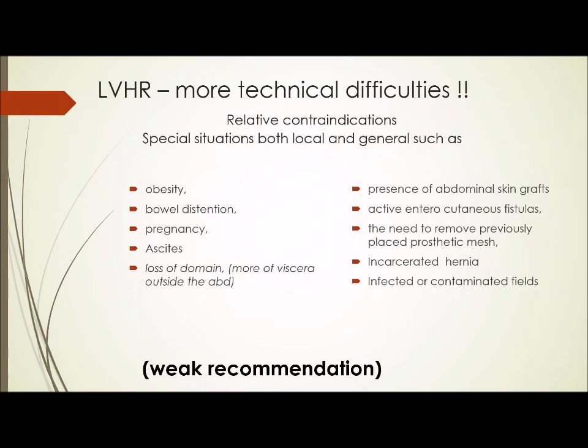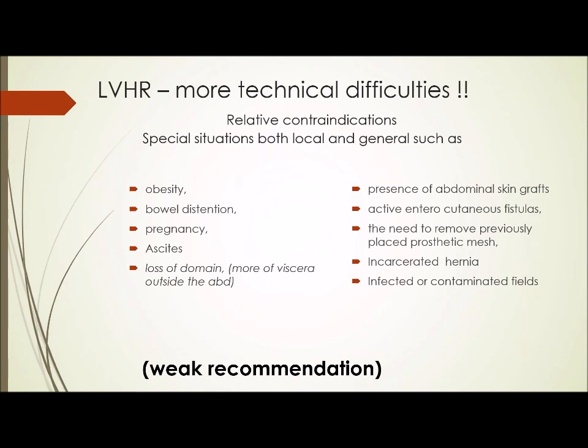Relative contraindications are technical difficulty that you're going to have. A very heavily obese abdomen. A bowel distension, severe bowel distension, pregnancy, ascites in a patient. Don't do it. Don't operate on any hernia with ascites. Loss of abdomen domain. We already talked about that. If the patient has got loss of abdomen domain, it's always better to do an open surgery rather than a laparoscopic surgery. Or the patient has been damage control surgery, he's got graft all over his abdominal skin. So abdominal skin grafts.